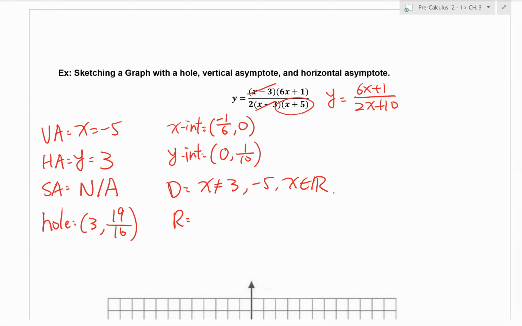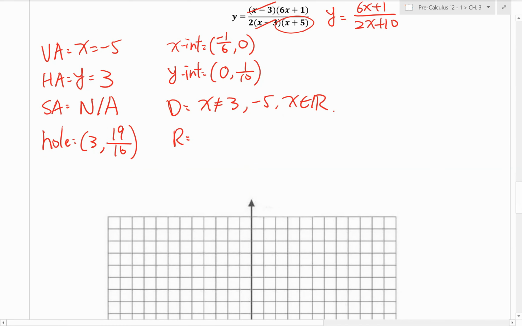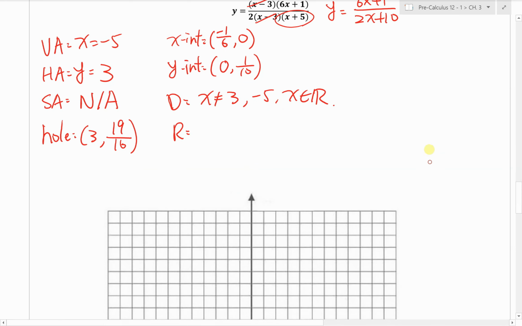Okay, take a pause if you think I went too fast, okay? So think about what I did, but again, everything I did was basically from last lesson, okay? So now what we're going to do is put this information on the grid, okay?